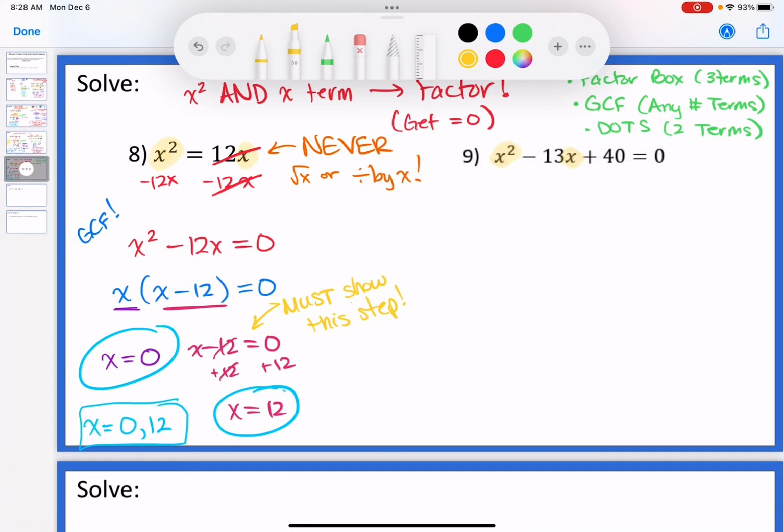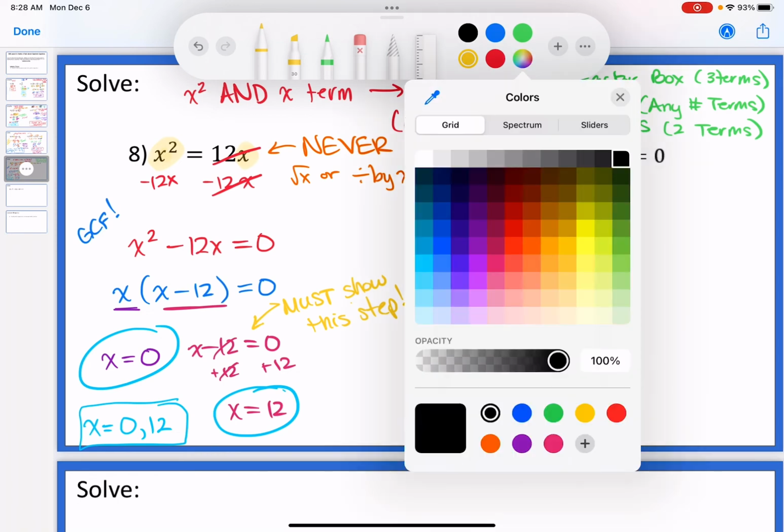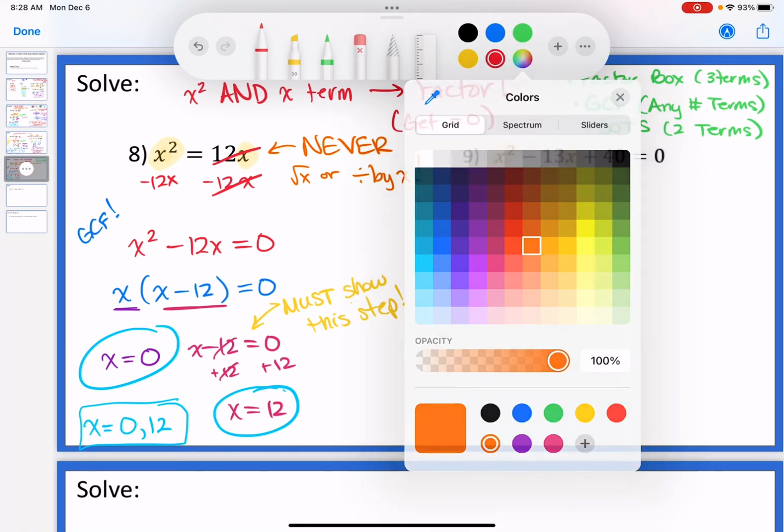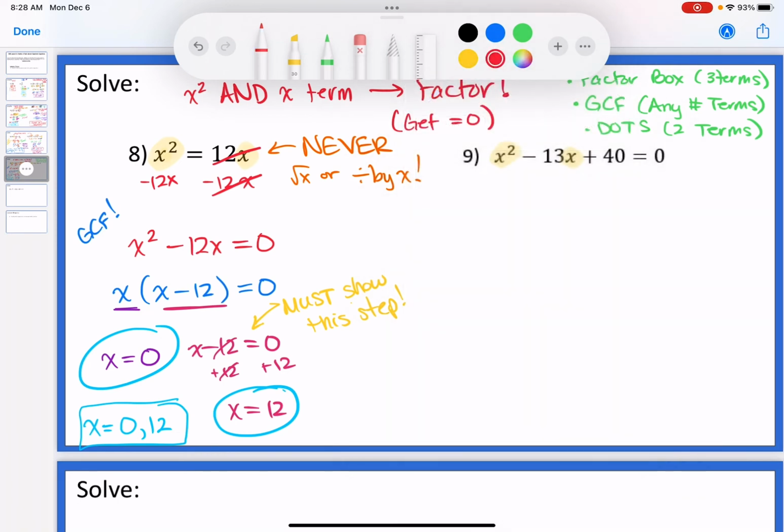13 isn't even, I mean, I don't think we have a GCF here, but you could look for that. It's not dots because it's not two terms, which means this is a factor box. All right, so my factor box here, if you remember how to do this, now I say factor box, but if you can factor this without the factor box, if you can go straight to what two binomials multiply together to give x squared minus 13x plus 40, good for you.